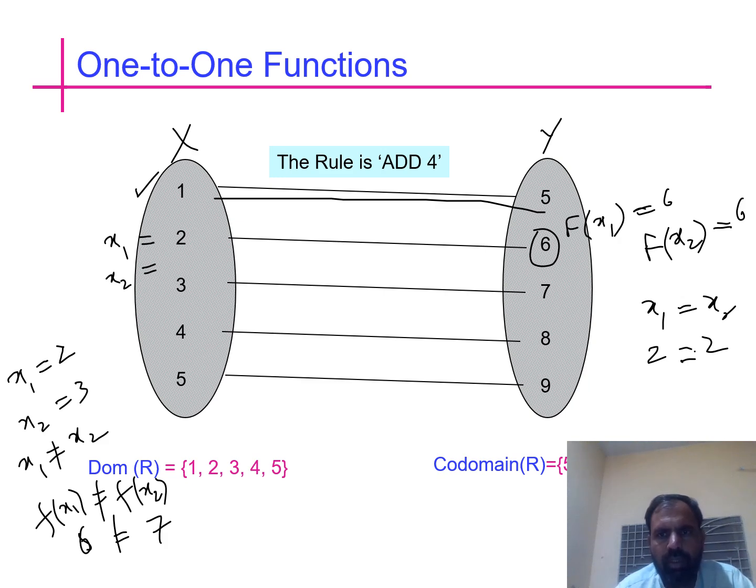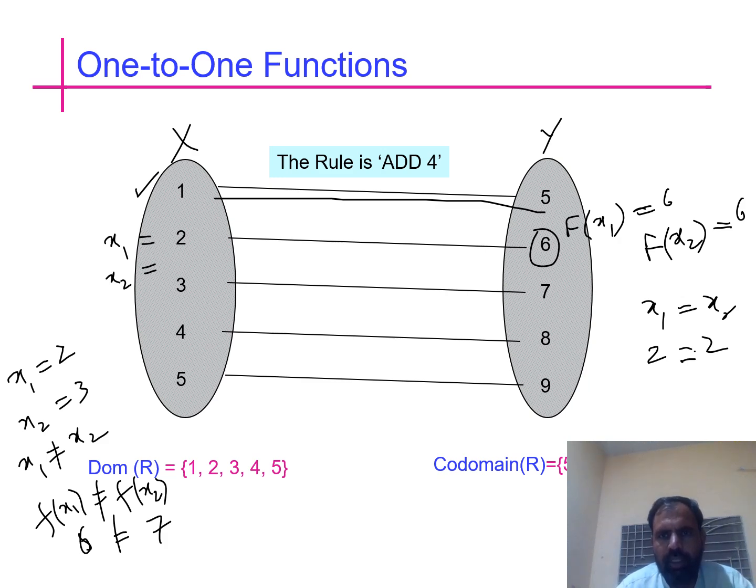If this is x1, we say that x1 is equal to 2 and x2 is equal to 3. So f of x1 is equal to 6. For f of x2, the answer will not be the same as 6 for a different input. For one input, you can see that there is one output.